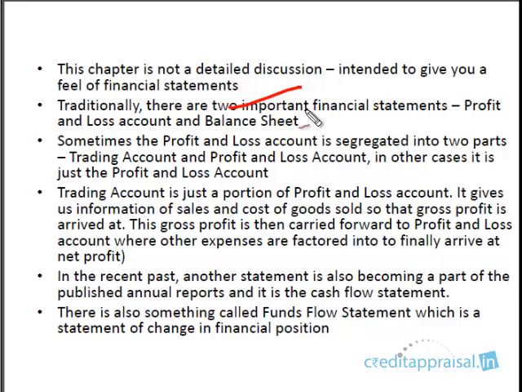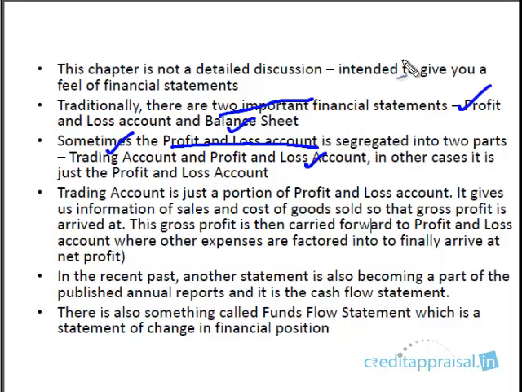Okay, so traditionally there are two important financial statements, two major financial statements. One is the P&L account and the other is the balance sheet. So traditionally these are the two most important financial statements. But sometimes the P&L account is segregated into two parts: the trading account and the profit and loss account. So in most cases you will be encountering a single statement called profit and loss, but there might be certain instances where you'll also encounter the trading account and the profit and loss account.